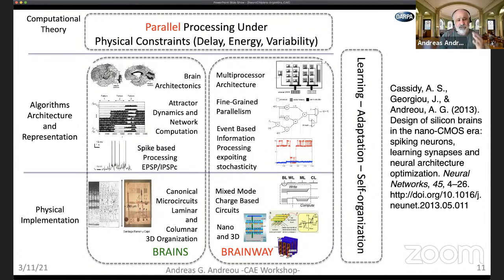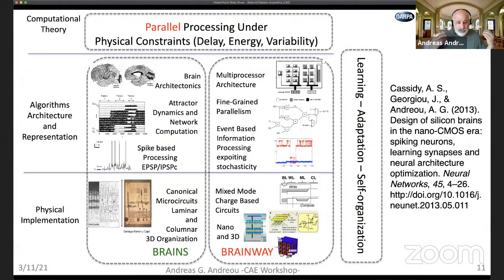Then we can start thinking about algorithms and architecture. This is where we have brain architectonics, and we want to think about multiprocessor architecture. We have dynamics: how do we map the dynamical aspects of brain behavior into silicon machines? And we have spike-based processing. Most information processing in the brain occurs in this domain, where we have discrete events in continuous time called spikes. We need to turn that around and use them in synthetic systems and try to map those ideas into ideas that are natural for silicon systems.